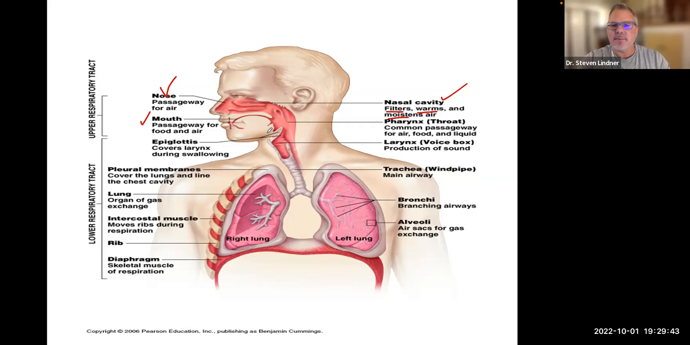Underneath the tongue, we do have some glands. Then we move back to the throat, and the throat is the pharynx. When it's behind the nose right here, we would call that the nasopharynx. When it's behind the mouth, we would call it the oropharynx. And when it's near the throat, we call it the laryngopharynx.